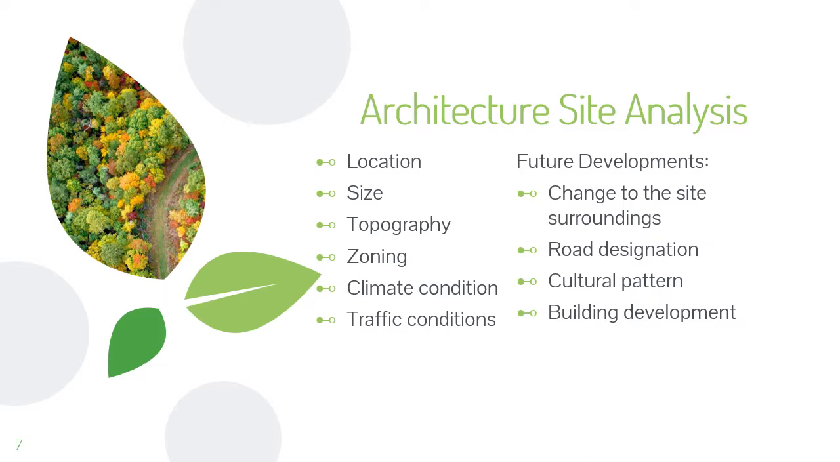An architectural site analysis will look at issues such as site location, size, topography, zoning, traffic condition, and climate. The analysis also needs to consider any future developments or changes to the site surroundings, such as a change of road designations, changing cultural patterns, or other significant building developments within the area. Understanding the context of a site is key to enabling the designer to weave the new design with the existing fabric of the site. It allows us to understand the existing opportunities or problems in a site and makes informed decision on how to respond to our findings.